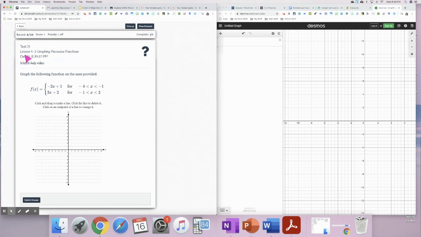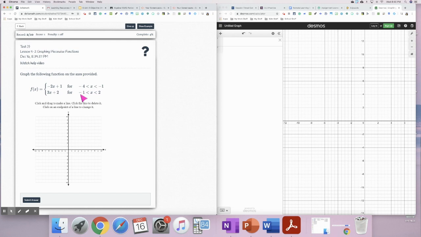Here we have: graph the following function on the axis provided. We have the function f of x, which is equal to two pieces: negative 2x plus 1 for when x is between negative 4 and negative 1, but not including those values, and 3x plus 2 for when x is between negative 1 and 2, and again, not including those values. So I am going to show you how you do this.